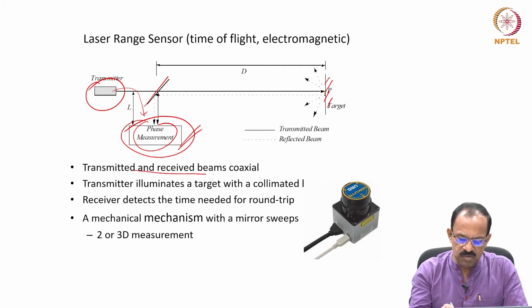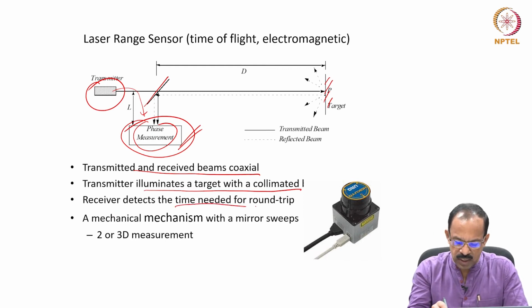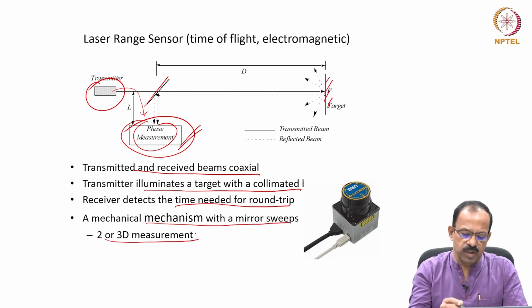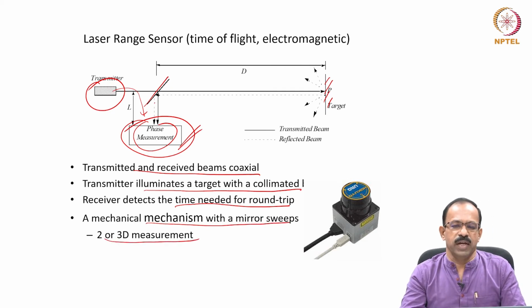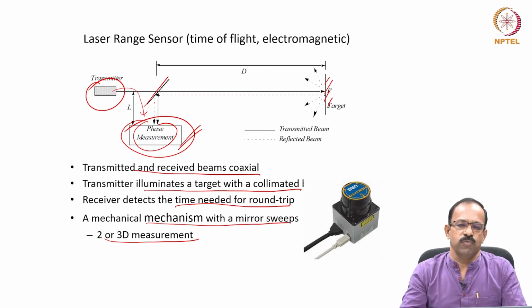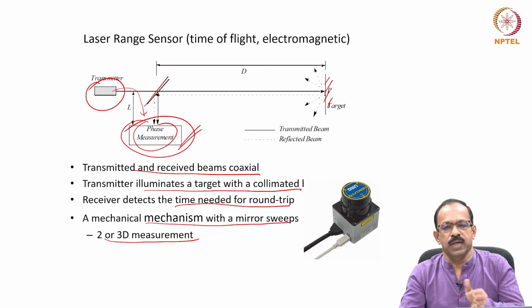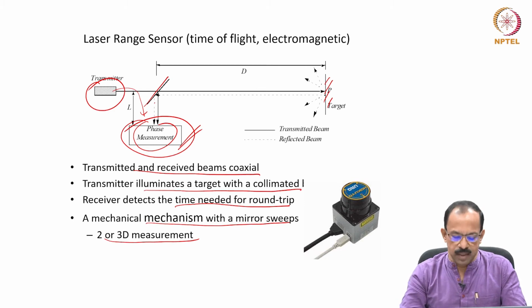So, the transmitter and receiver being coaxial, a transmitter illuminates a target with a collimated beam, and the receiver detects the time needed for the round trip. A mechanical mechanism with a mirror sweeps for 2D or 3D measurement. So, you can actually have a 2D or 3D by having a sweep of the laser also. That is, if you want to have a 3D laser range sensor, the signal can be swept using a mirror, so that it can go over the 3D surface and then get the measurement. That is the basic principle.